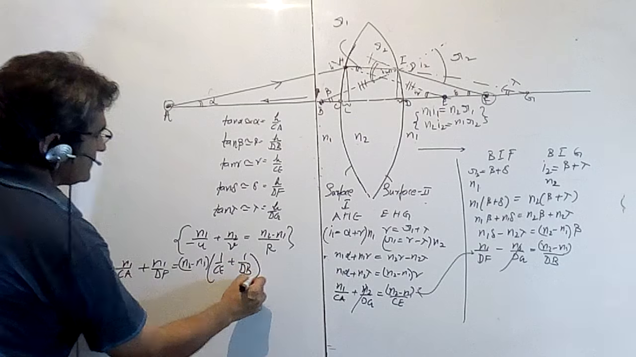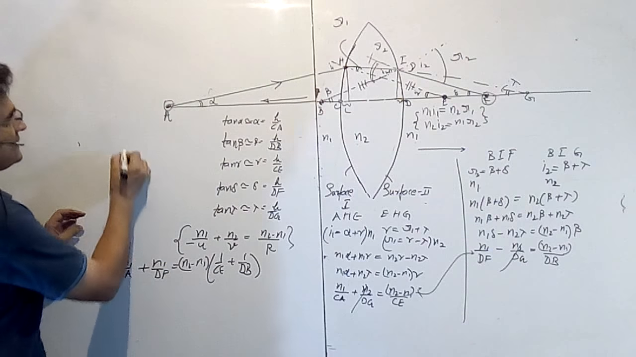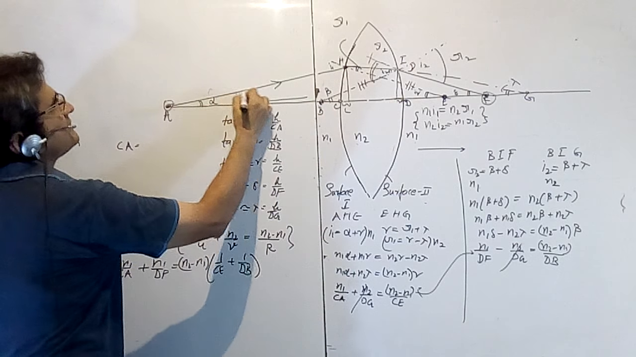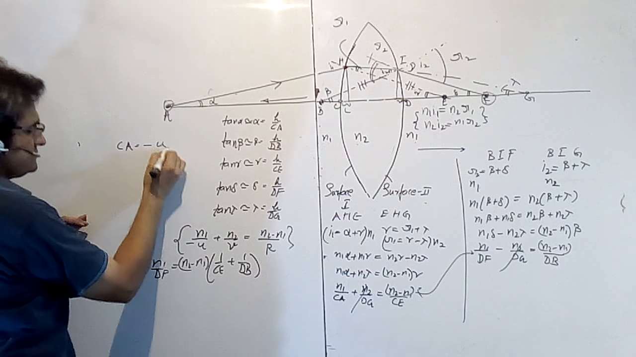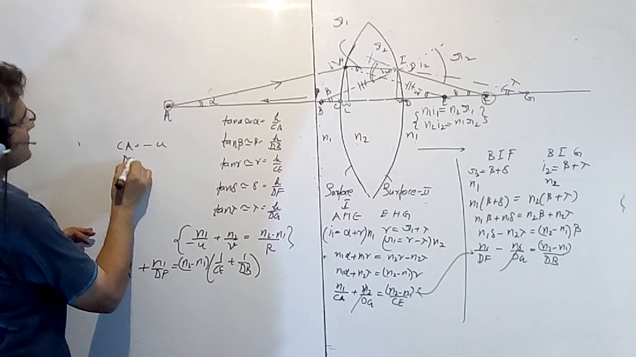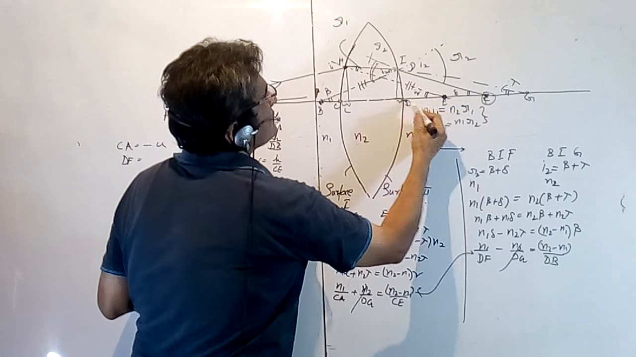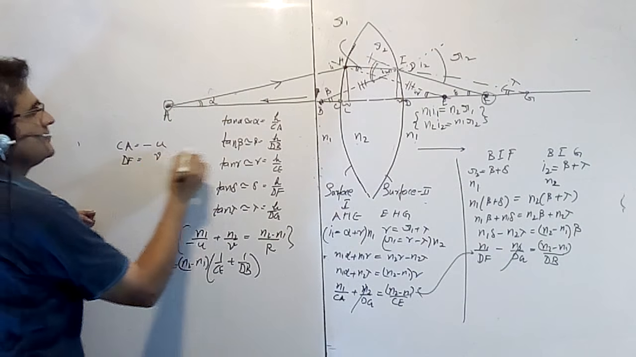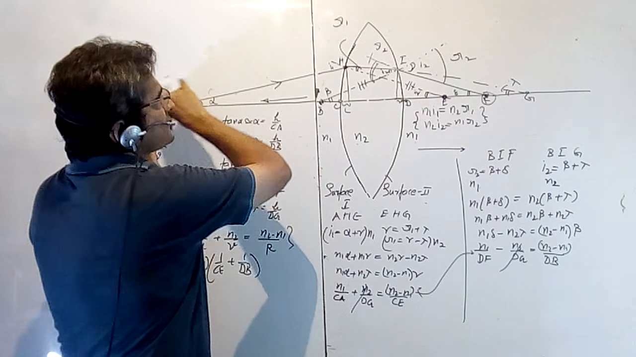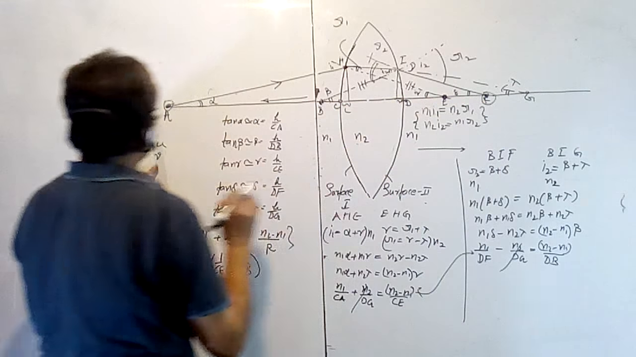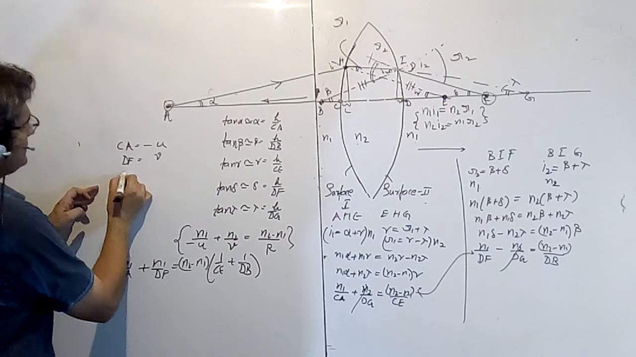Now put the optics values with this sign. What is CA? This is the incoming ray, so CA is minus U. What is DF? DF is image distance V and it is positive. It is along the incoming ray. This is the direction I'm coming. Here I was measuring opposite, so negative. Here I'm going along, so it is positive.